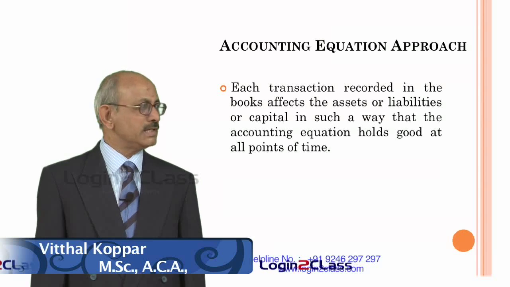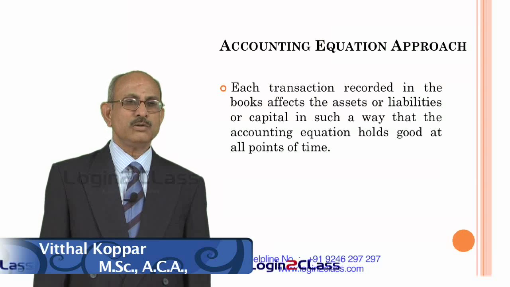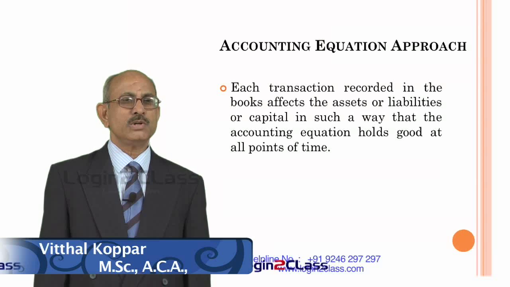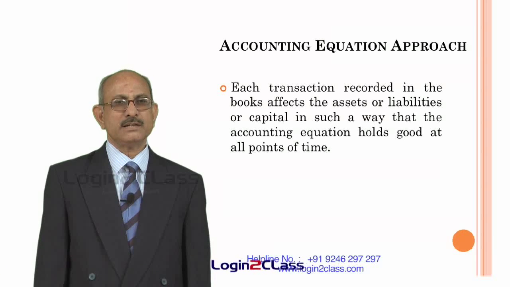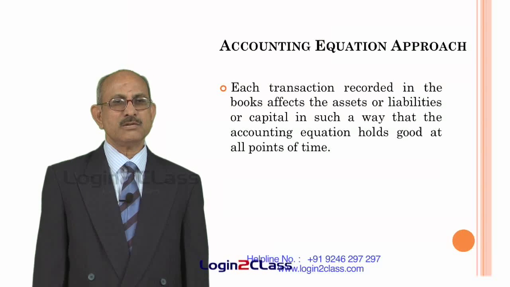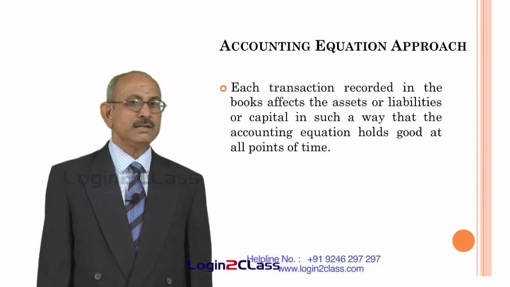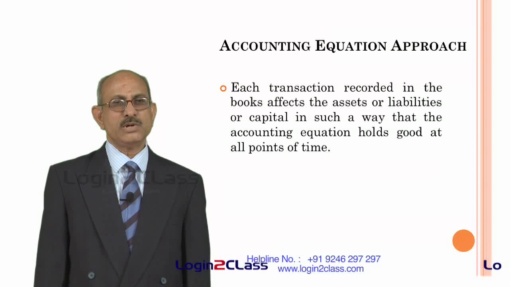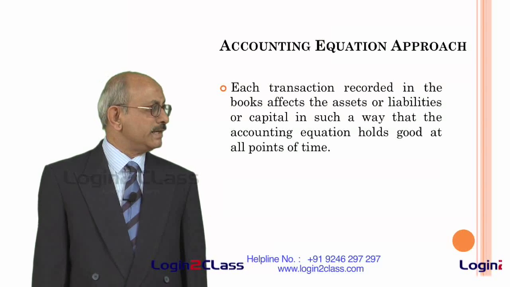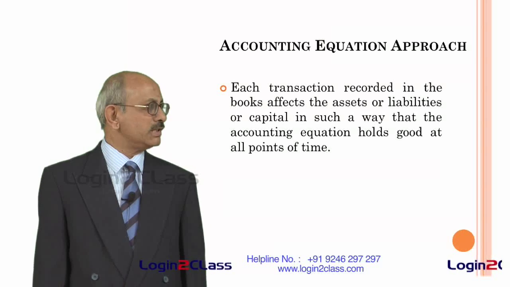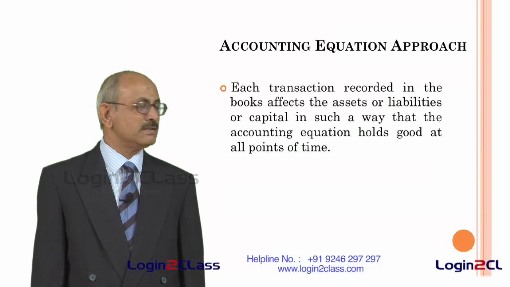In the case of the traditional approach, we have seen how the rules need to be followed in deciding which account to debit, which account to credit. They are called the golden rules of accounting. Now let us try to understand the other approach called the accounting equation approach. As per this approach, each transaction recorded in the books affects the assets or liabilities or capital.